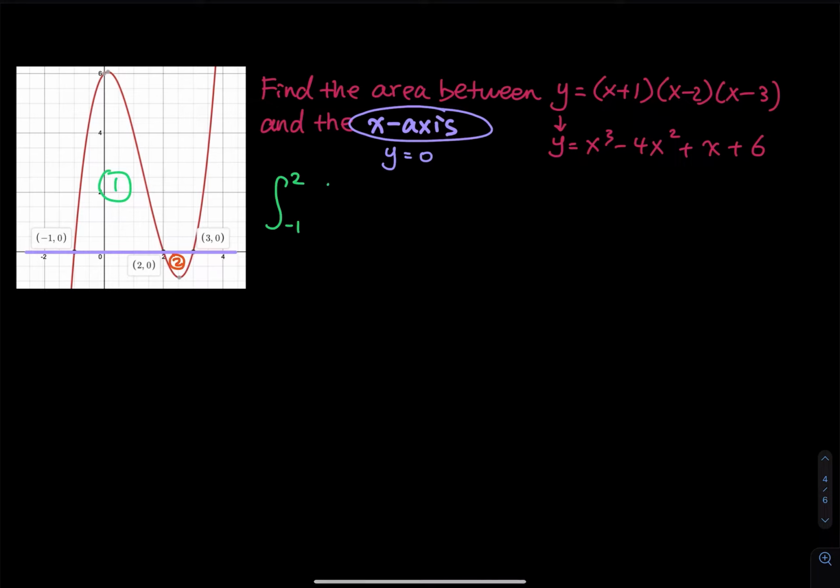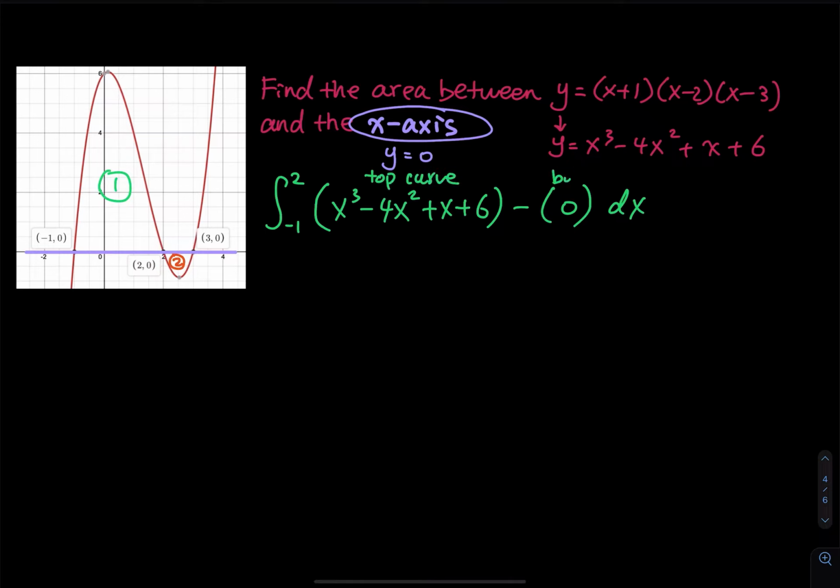Okay, the top curve is the third degree, right? So we have x to the third minus 4x squared plus x plus 6, and then minus 0, and then dx. Now you might ask me, hey, minus 0 is nothing. No, I disagree with that. We will need this in the next integral. So this is the top curve minus the bottom curve. On my lecture notes, I usually state that this 0 means y equals 0, which is the x-axis. I would like to make my notes crystal clear.